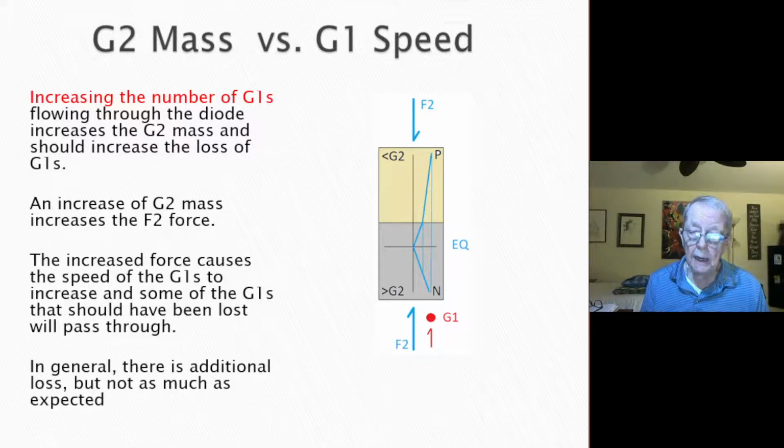Let me make a quick analogy. An asteroid coming through at a slow speed through our solar system is more likely to hit a planet than an asteroid that's going faster, which is more likely to pass through. So the slower the speed of the asteroid, the more likely it is to hit. The faster the speed, the less likely it is. And that's what I'm saying. The increased force causes the speed of the G1s to increase, and some of the ones that should have been lost will pass through. In general, there is an additional loss, but not as much as expected.